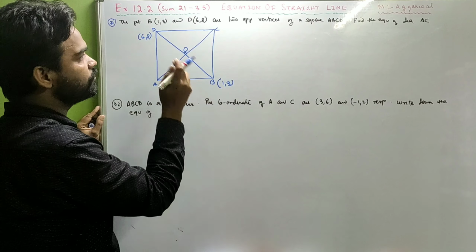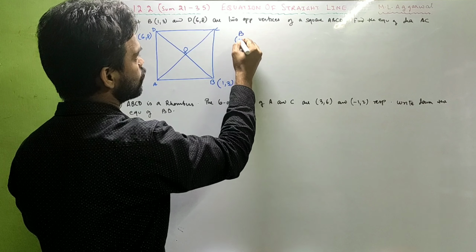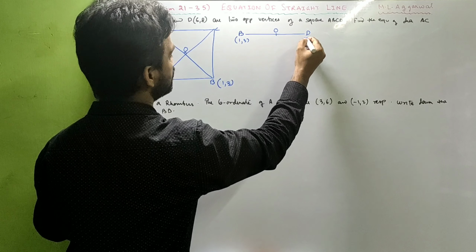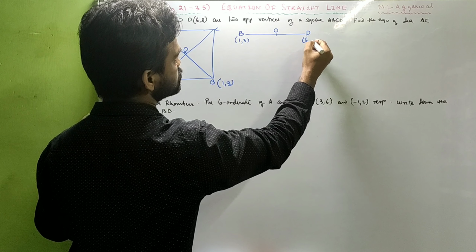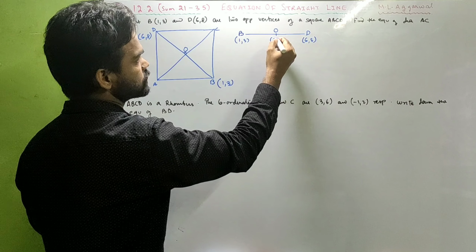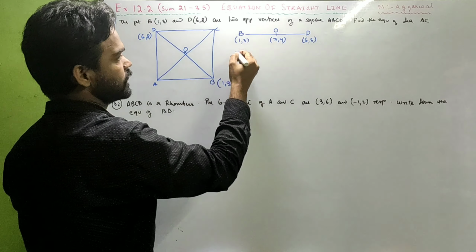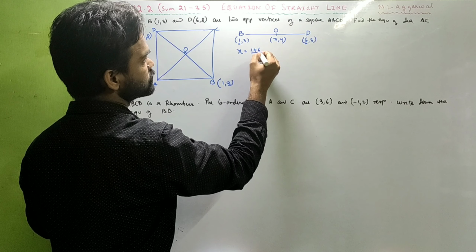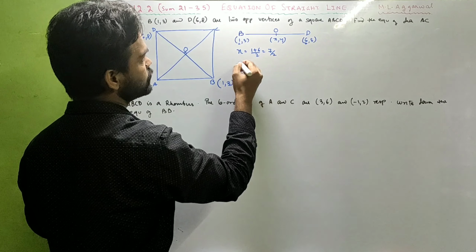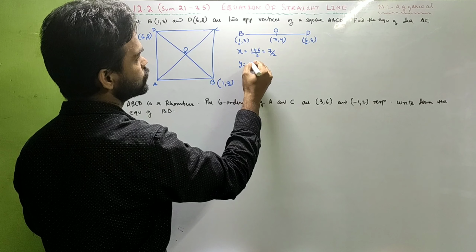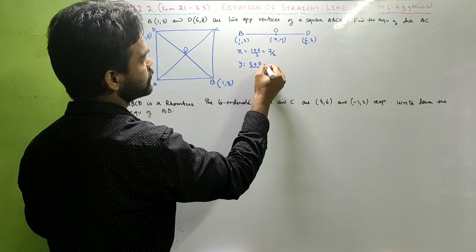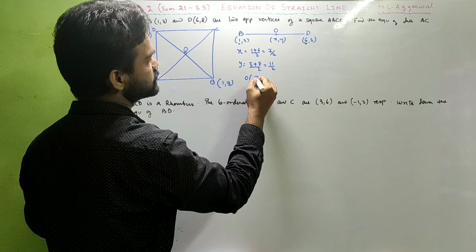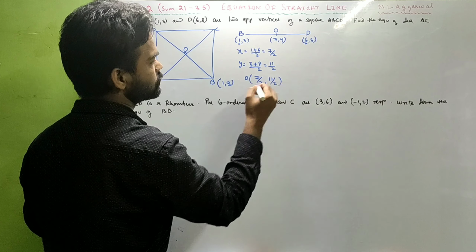O is the midpoint of BD. B is what? (1, 3). We just did a sum like this. And D is what? D is (6, 8). So suppose O is (x, y). x will be (x1 plus x2) by 2, (1 plus 6) by 2, that's 7 by 2, and y will be (3 plus 8) by 2, that's 11 by 2, isn't it? Which means the coordinate of O is (7/2, 11/2).